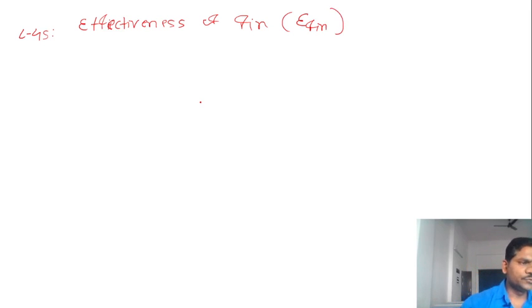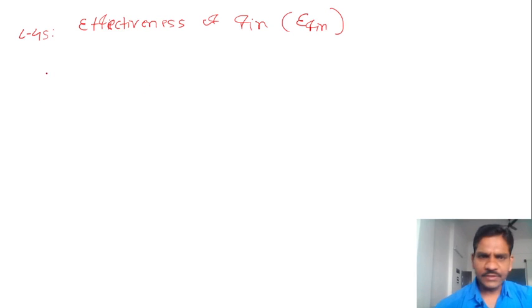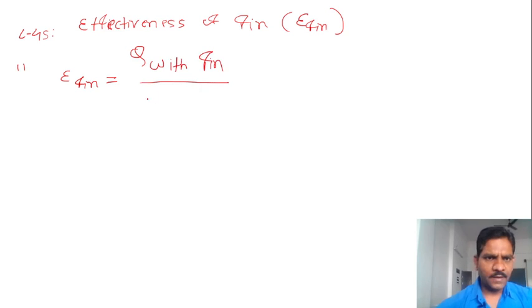Okay. So yesterday we discussed the efficiency of the fin, and today we will discuss the effectiveness of a fin. So what is the definition of the effectiveness of a fin? Effectiveness of a fin is defined as the ratio of heat transfer with a fin upon heat transfer without fin.